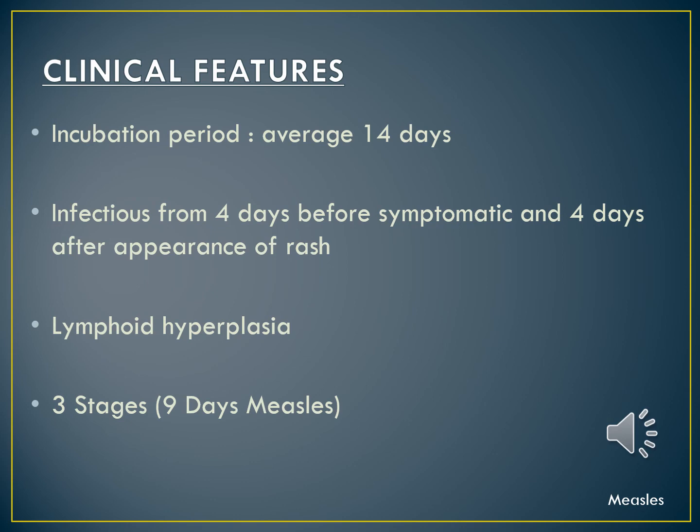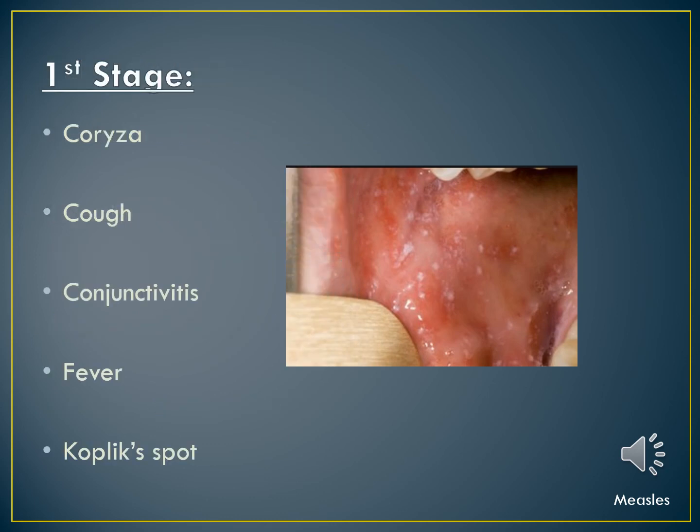There are 3 stages of infection, with each stage lasting 3 days, hence it is named 9 day measles. Common oral manifestations of measles occur on the buccal mucosa. The first 3 days are dominated by the 3 C's: coryza, cough, and conjunctivitis.